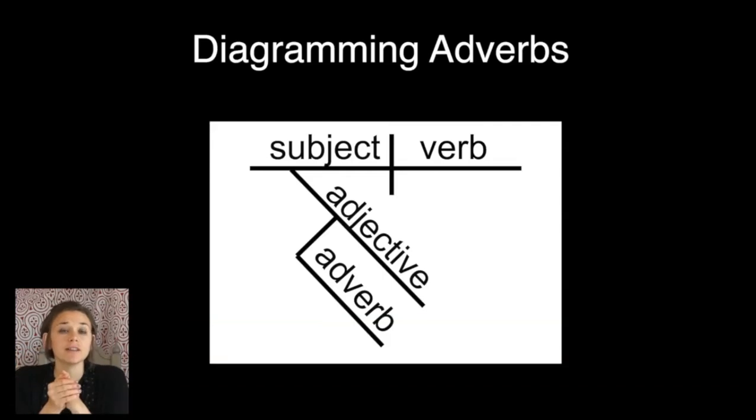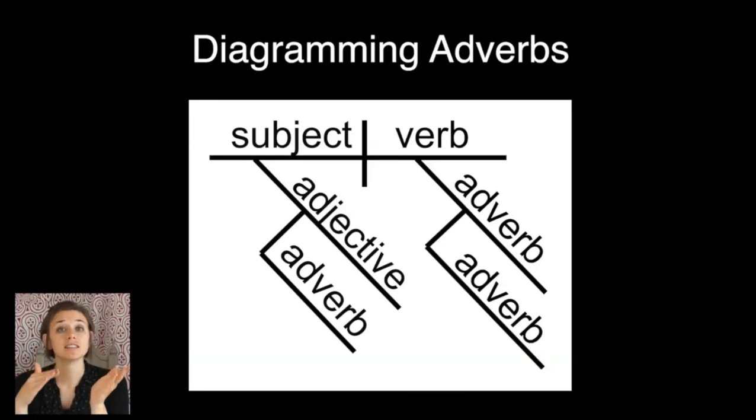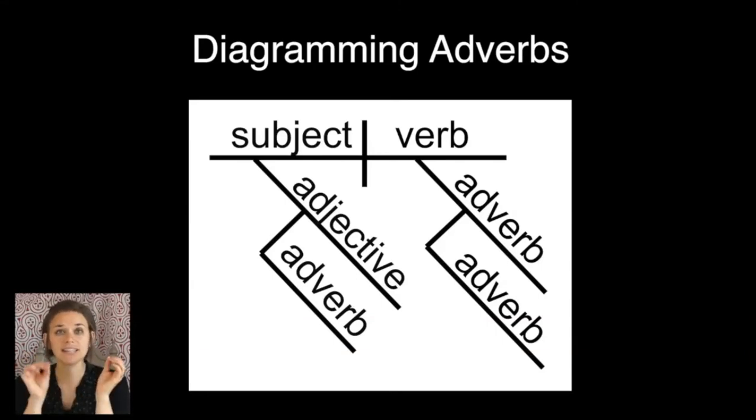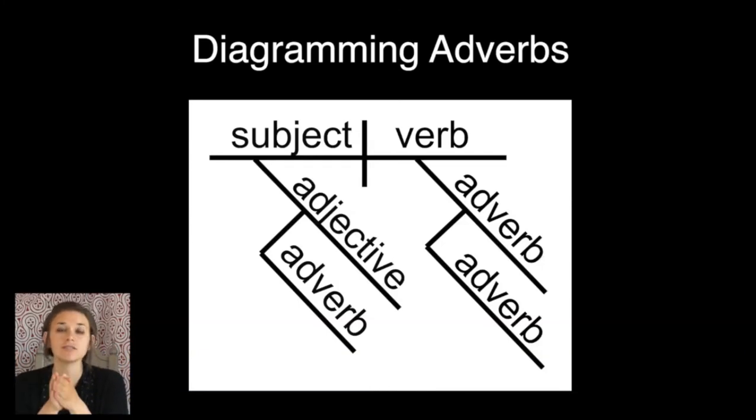If we had an adverb that was modifying a verb, it would go right underneath the verb on a slanted line. You follow the line up and you see, this one is modifying the verb. If we had an adverb that was modifying another adverb, we would put it on a slanted line connected to the adverb it was modifying. We could follow the line up and see, this adverb is modifying another adverb. So there's a basic diagram of some of the places in our diagram where we could have adverbs. Let's look at some example sentences and see how to diagram them.